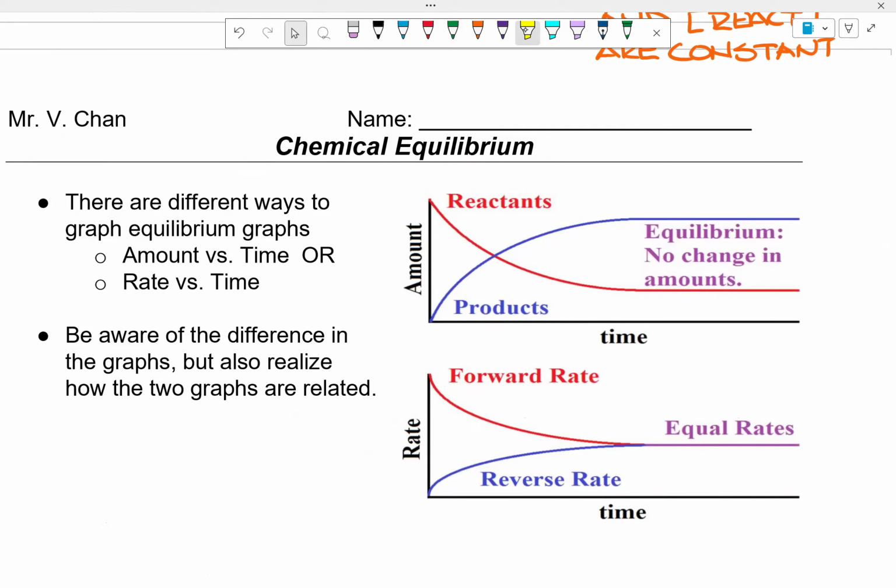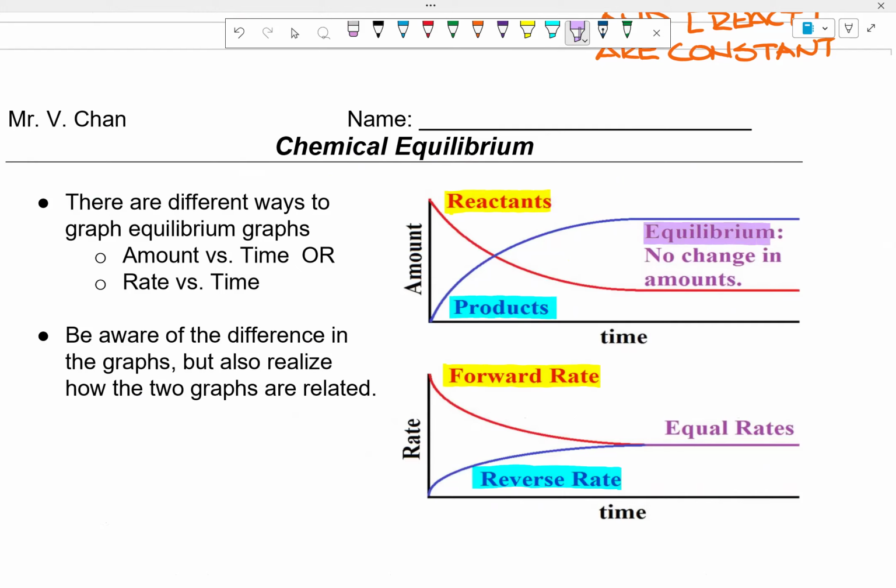Notice in this particular case, the reactants are in red. Notice what's happening to the reactant concentration. How does that relate to the forward rate? Going back to reaction kinetics, remember, as the reactant concentration goes down, there are fewer effective collisions and the rate slows down. Conversely, notice the products, which are in blue. Notice the product concentration is going up. So what is happening to the reverse rate? And why is that? And the last one is in purple.